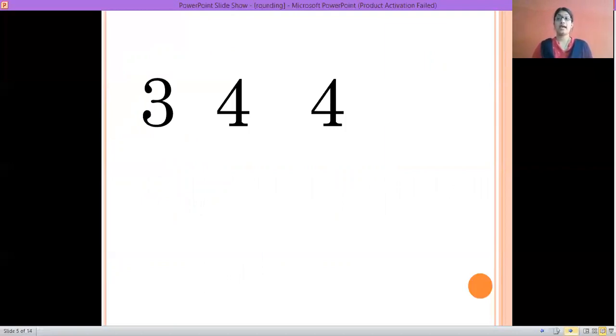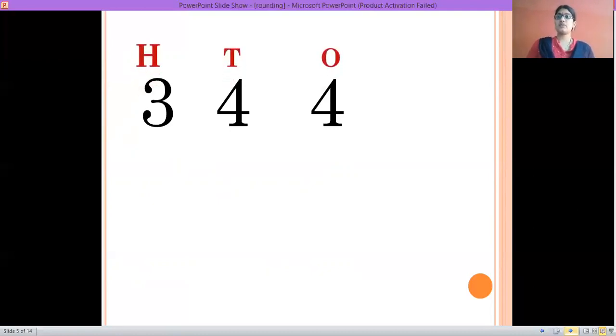344. Now I have to round this to the nearest 10. We know that for 344, the nearest tens will be, on one side 340, on the other side 350. But if we draw the number line, it is consuming some time. So we'll see the other method.